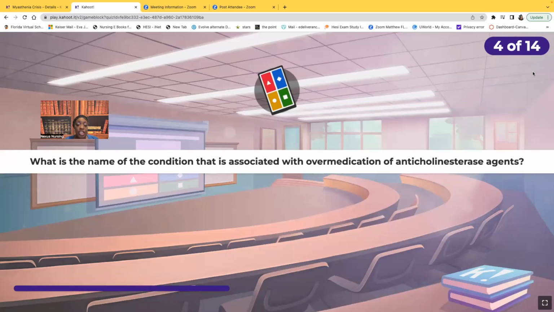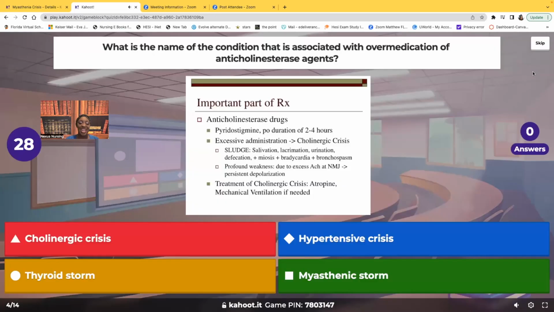What's the name of the condition that's associated with over medication of anticholinesterase agents? And I just gave you guys the answer. What is the answer? Is it cholinergic crisis? Is it hypertensive crisis? Is it thyroid storm or myasthenic storm? If you weren't able to enter the room, guys, just put your answer in on the live.